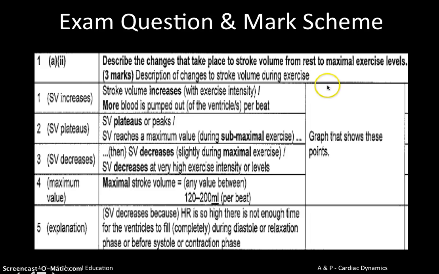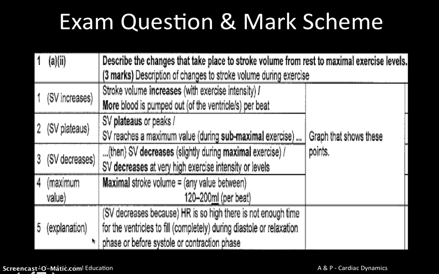Here again, a second part of the question: describe the changes that take place to stroke volume from rest to maximal exercise levels. So you'll acknowledge that stroke volume increases and more blood is ejected per beat. You'll acknowledge that there's a plateau, and that typically happens maybe 40 to 60% of maximum heart rate. You'll possibly mention that stroke volume can actually decrease a little bit during maximal exercise. So we get the plateau in submaximal exercise, and we get the decrease in maximal exercise, because basically your heart's beating, it explains it down here, why, the explanation.